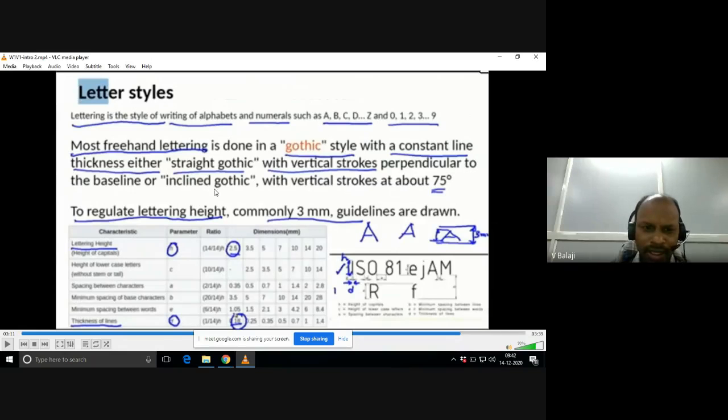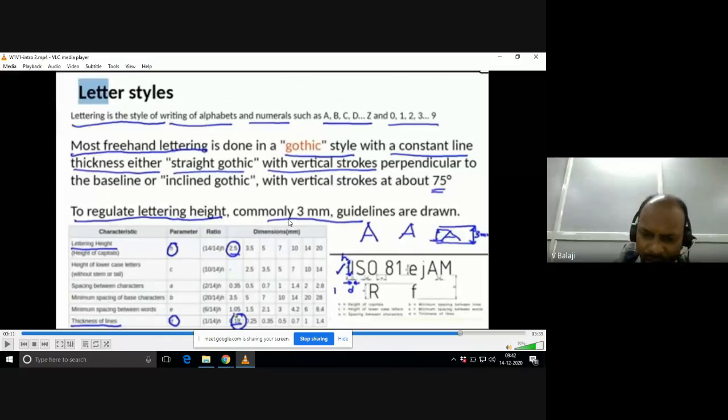Any inclined line, you can go by 75 degrees. Here the slant line is there in the capital letter A. What is the angle you have to maintain? 75 degrees. These things come by practice, by writing so many times on the drawing sheet, and you can get the concept. But that is not our main task. It's part of drawing.